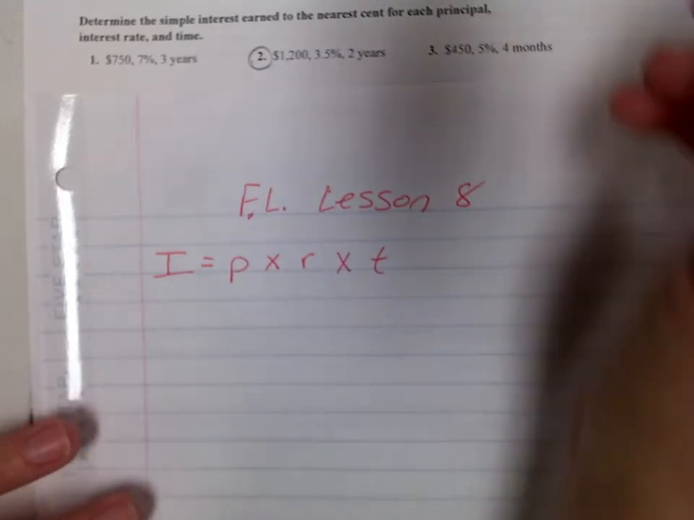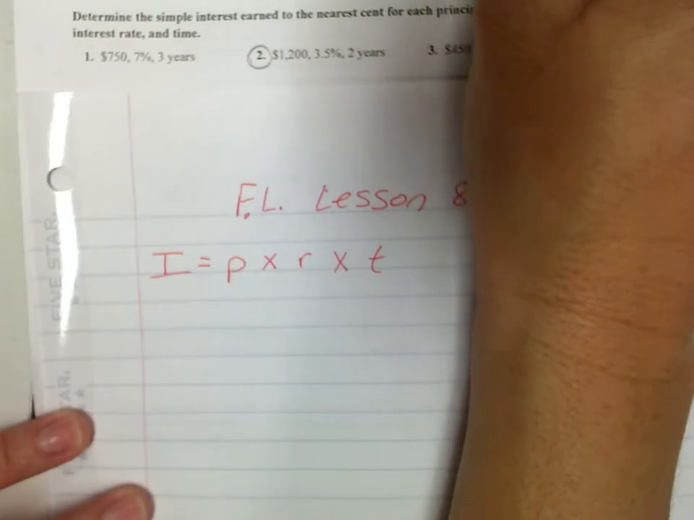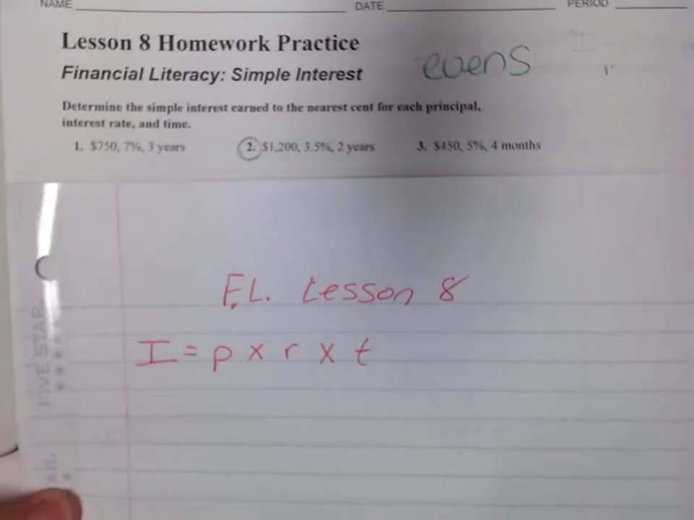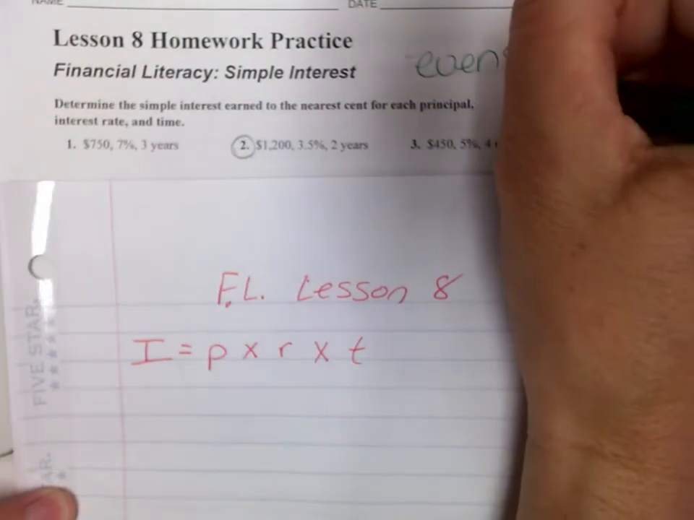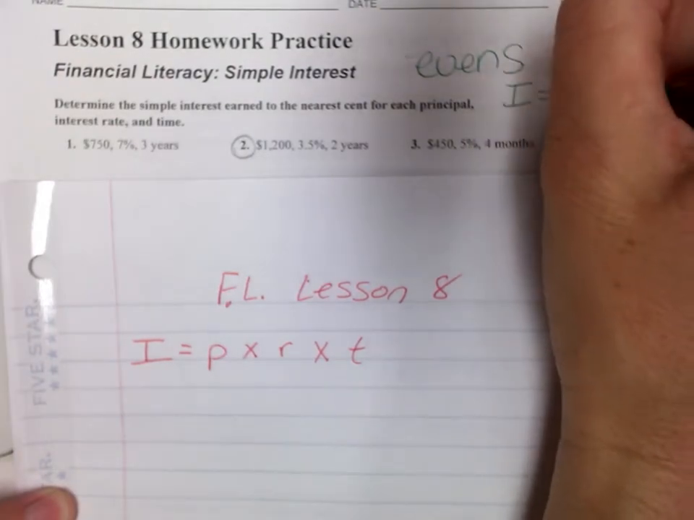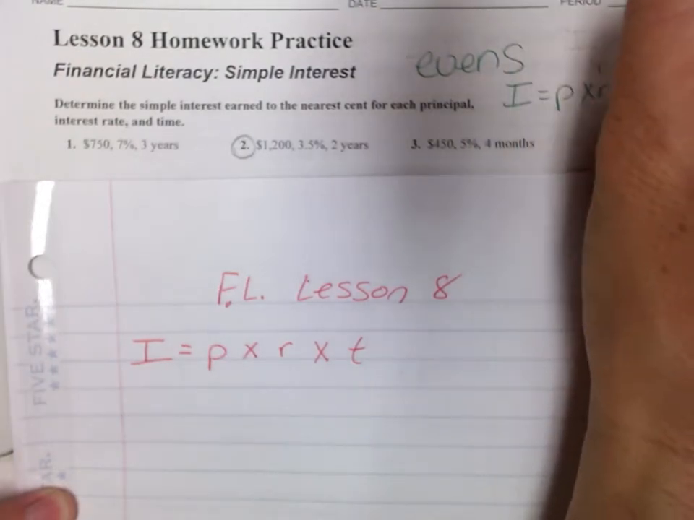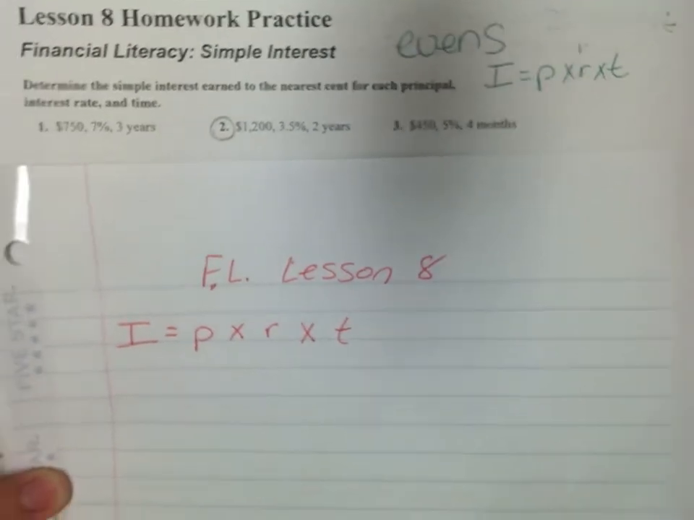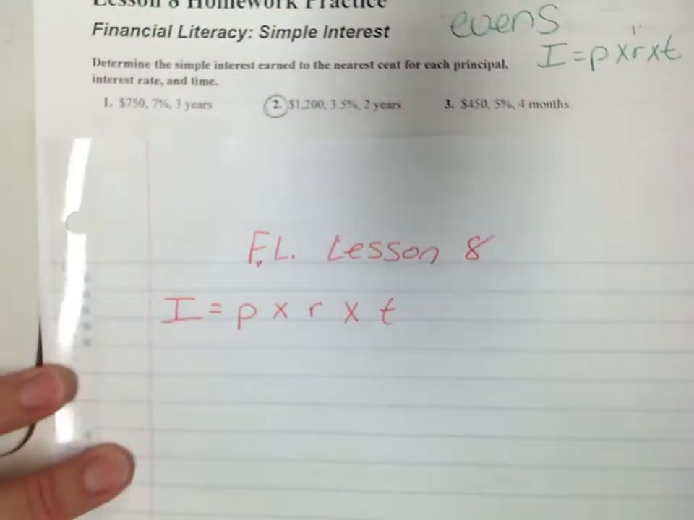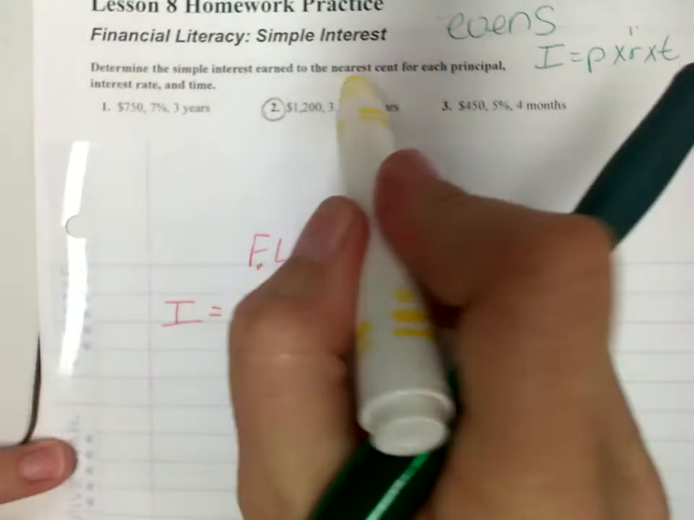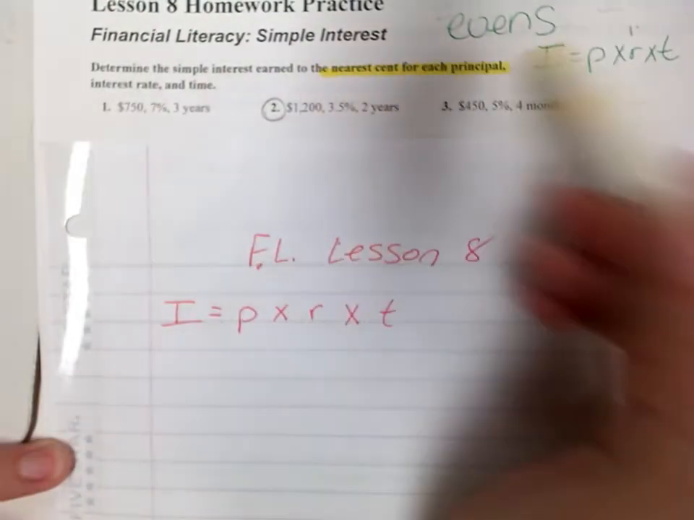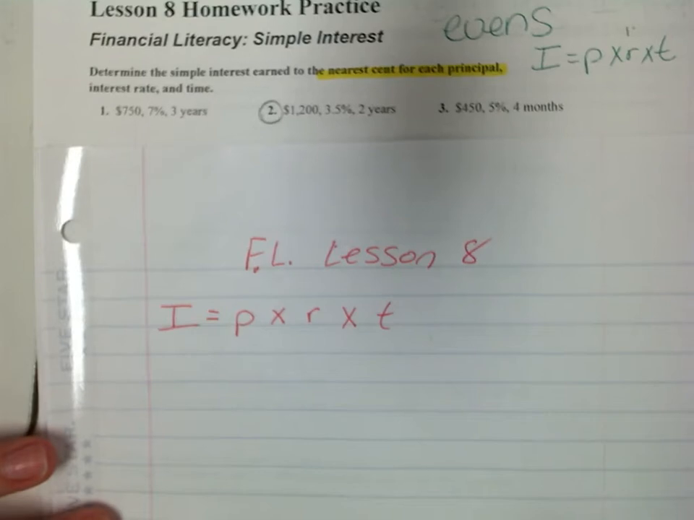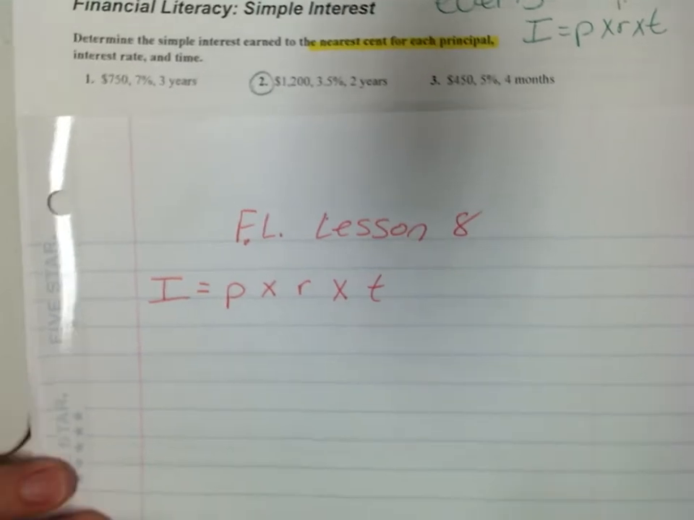Number 2, we're going to do the evens today. And I would write this formula on your paper. I equals P times R times T. And you're going to round to the nearest cent. So number 2.